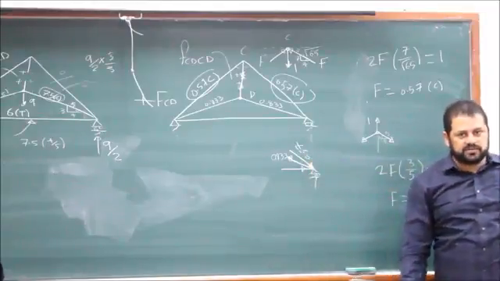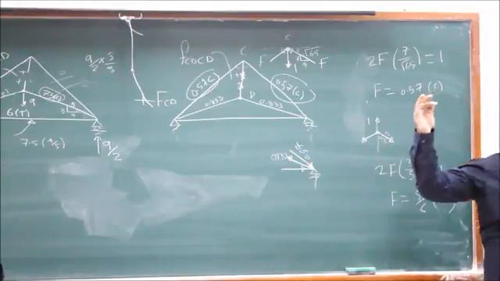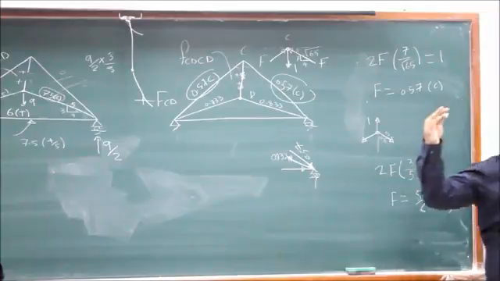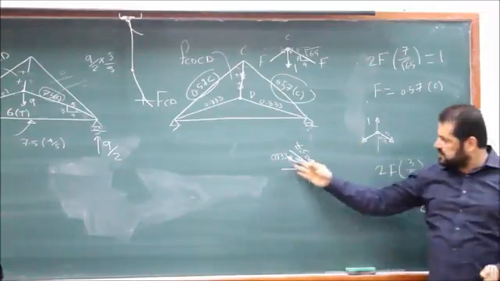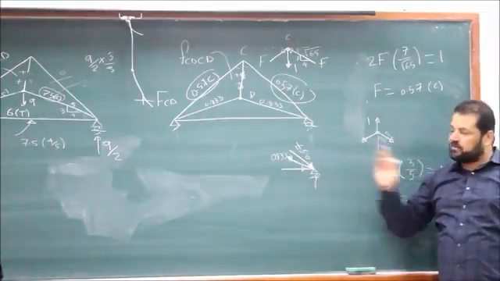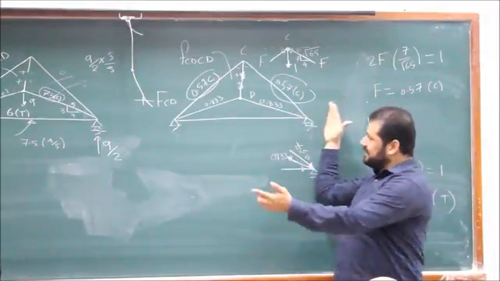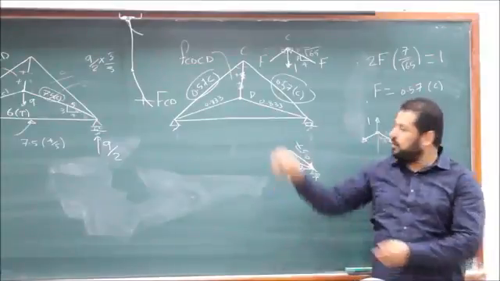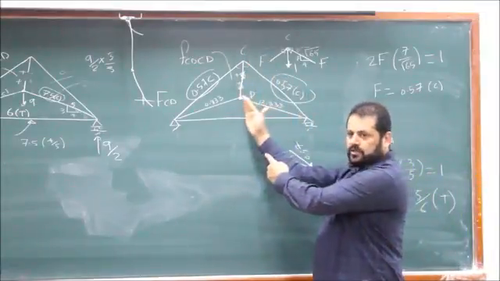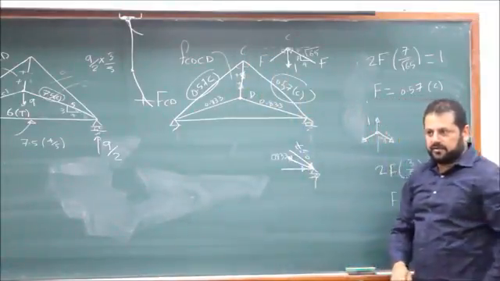And cosine 0 is how much? 1. Cosine 90 is 0. So the cosine is decreasing as the angle increases. Since this is bigger than this, it should be in compression. If you are pulling a truss up, those are getting closer to each other, so it's in compression. You are pulling up, this will go this way, it means in compression.